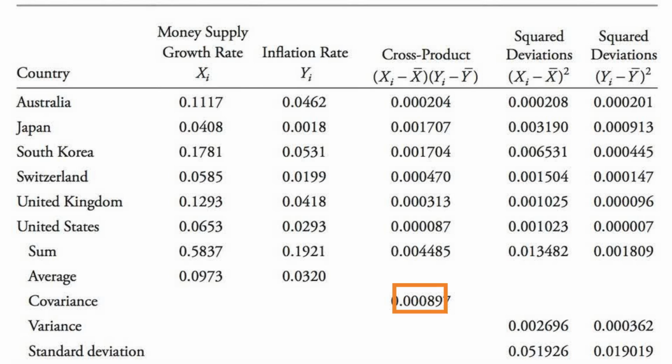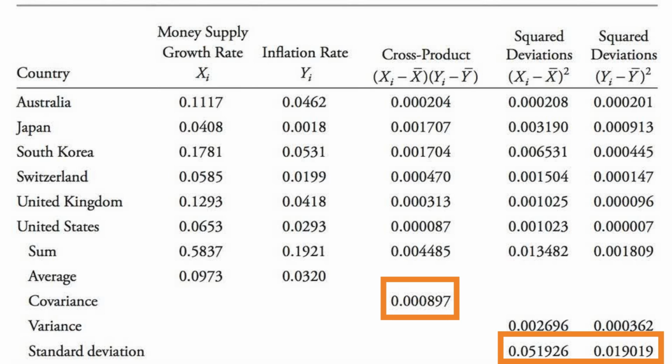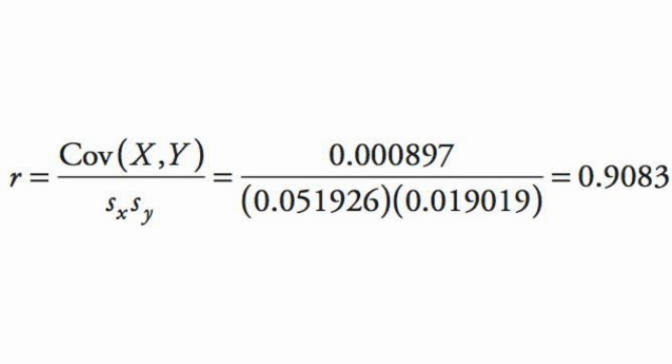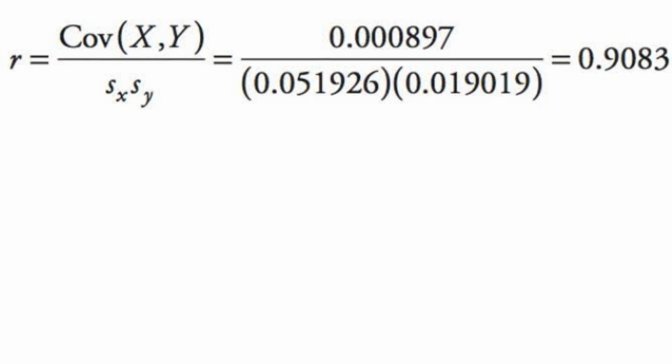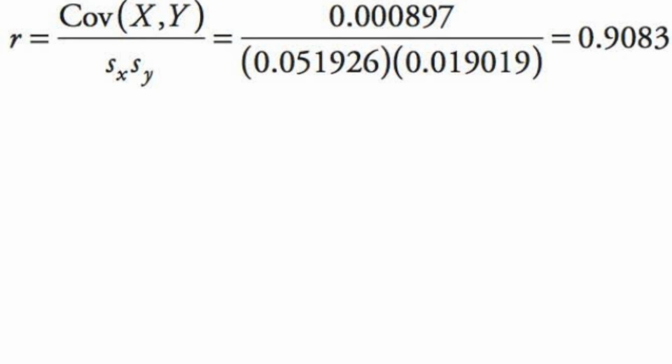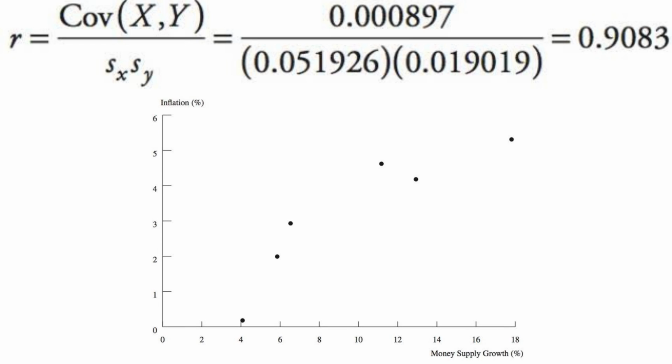Lastly, we can plug in the numbers for covariance and the two sample standard deviations to calculate the correlation coefficient. The correlation coefficient of approximately 0.91 indicates a strong linear association between long-term money supply growth and long-term inflation for the countries in the sample. The correlation coefficient captures this strong association numerically, whereas the scatter plot in this figure shows the information graphically.